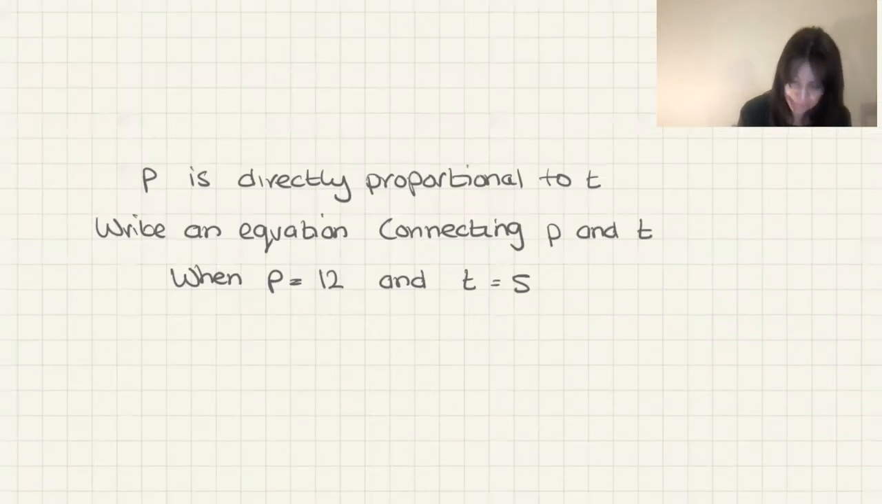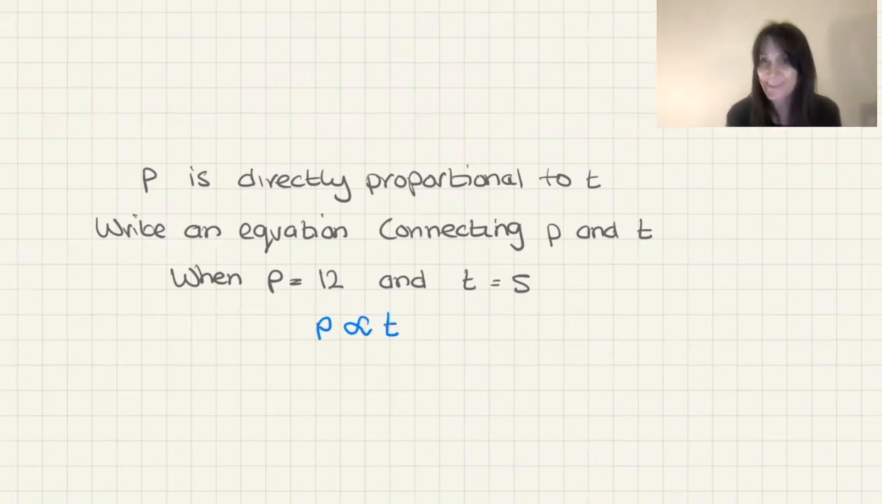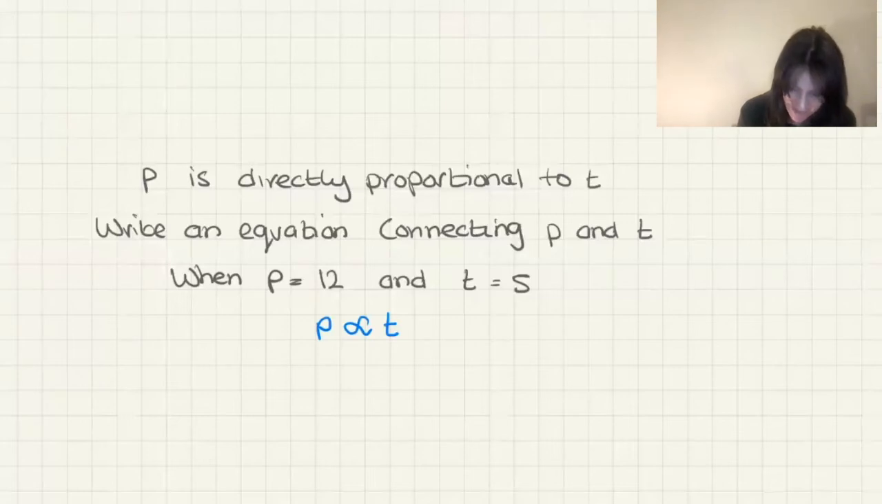Okay, so P is first. P is directly proportional to T. How are you getting on drawing the symbol? I see some funny looking symbols in class. Mine are pretty funny looking, to be fair. Okay, so my equation is going to be P equals KT.